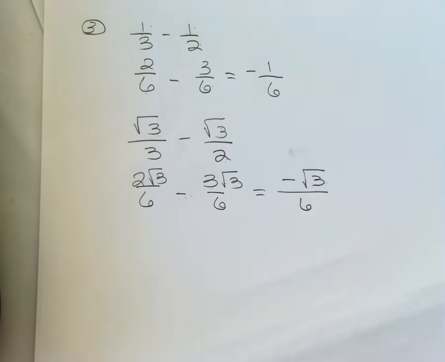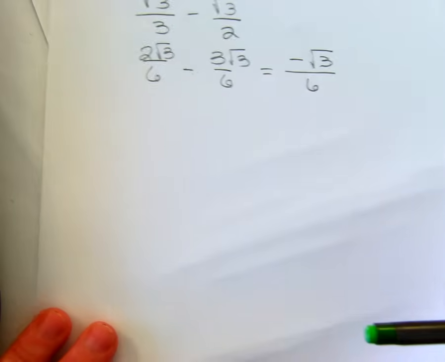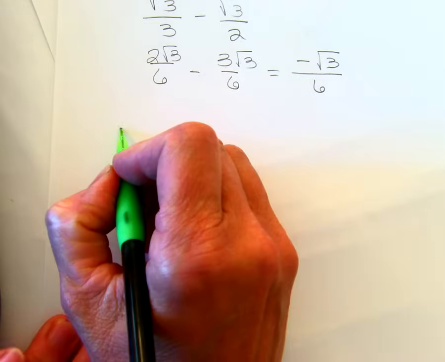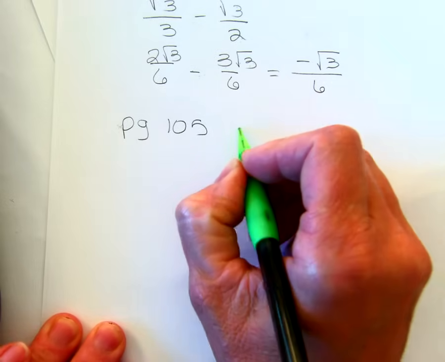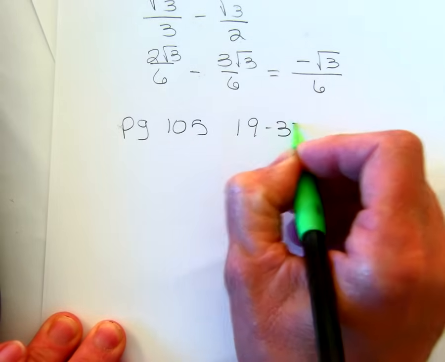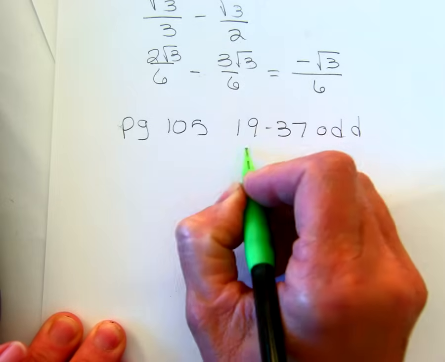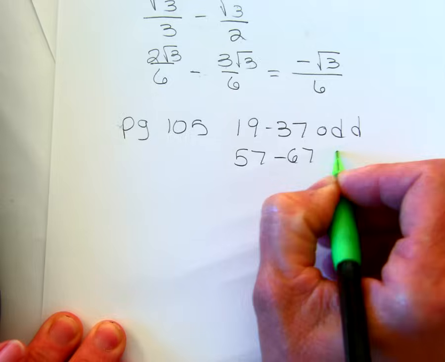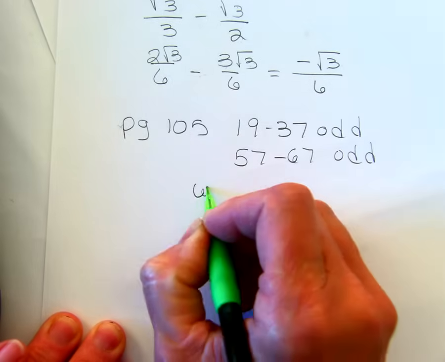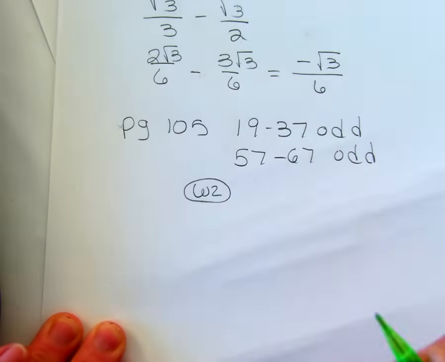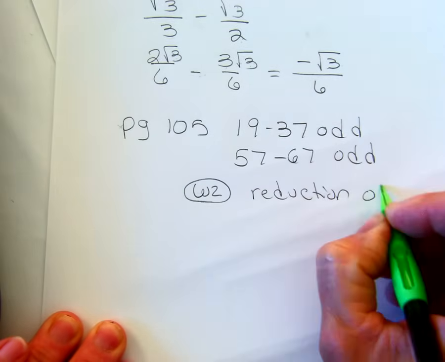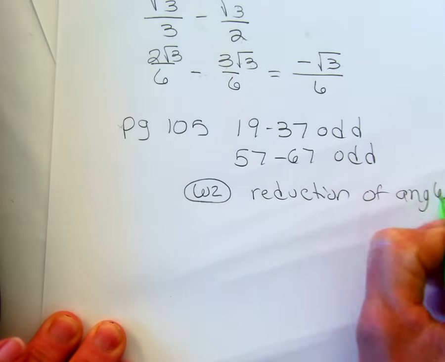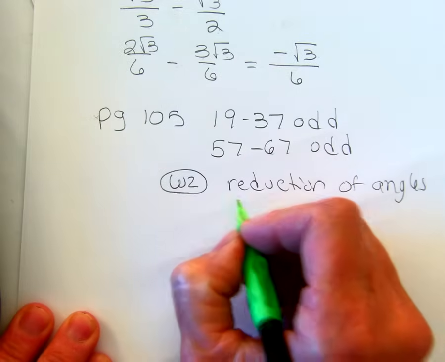All right, now it comes to the fun part where I give you your assignment. Remember to always be writing out the problems, checking your odd answers, showing your work. So you're going to go to page 105. You're going to do 19 to 37 odd, 57 to 67 odd. And then I have a worksheet for you. It's called Worksheet 2. You only need to do the one side that says reduction of angles. That's from a previous lesson. And that'll be 1 to 17.